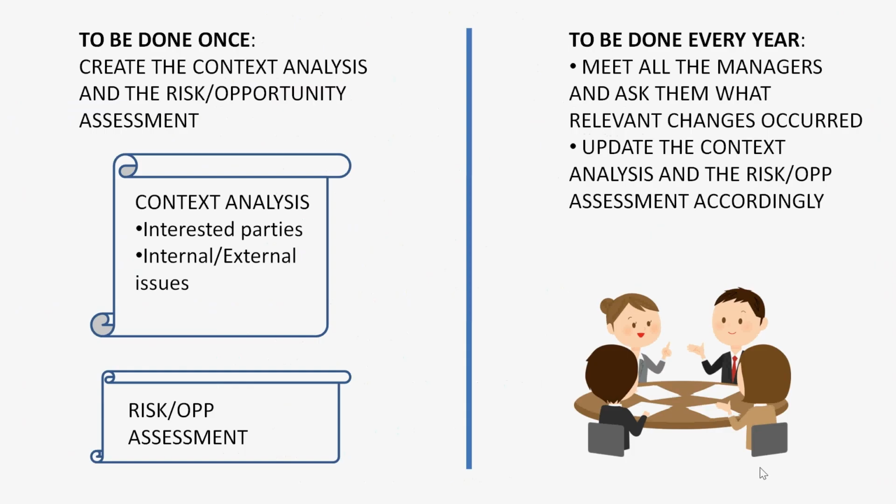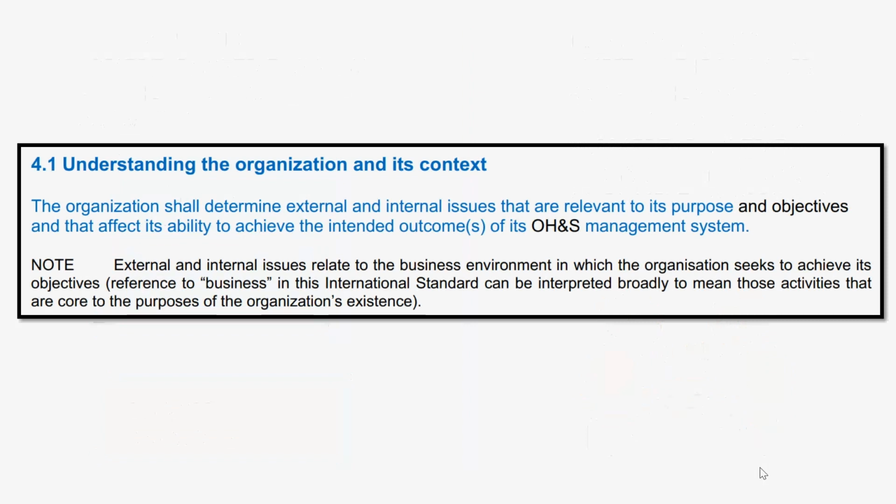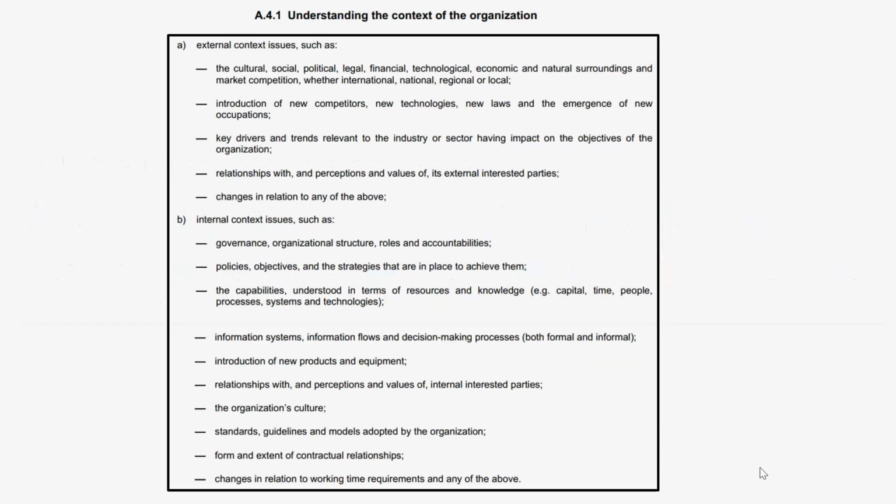Now for the context analysis, the next step is to create the list of our internal and external issues. As before, we will open the standard and see what is stated in the relevant chapter. In this case, the chapter is chapter 4.1. Exactly as before, it is also very useful what is stated in the annex of the standard, in Annex 4.1. In Annex 4.1, we have some examples of possible external and internal issues.